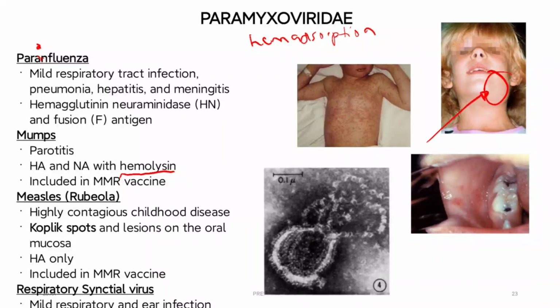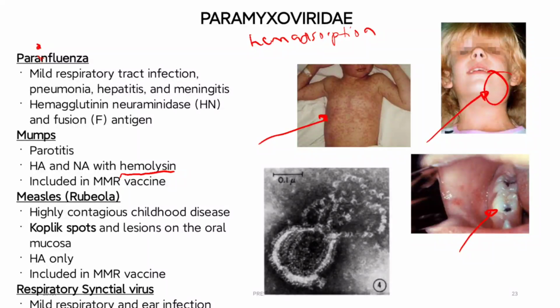Sino pa yung kasama? Yung pangalawa. Yung pangatlo, which is the measles or yung rubeola. So, measles is highly contagious childhood disease. Okay? So, ayan. Measles yan. So, madalas makikita nyo is the Koplik spots. Ito. So, nagkakaroon ng lesions on the oral mucosa.